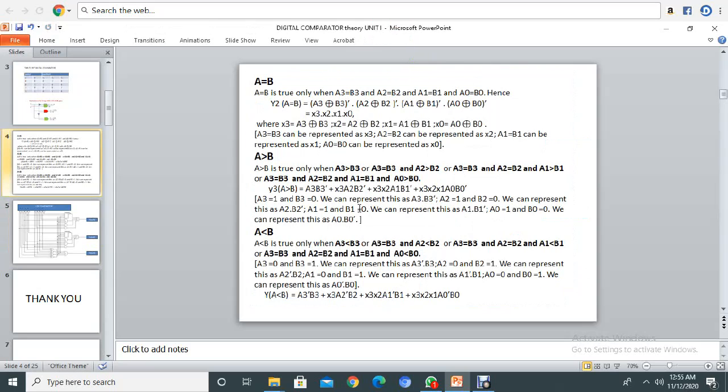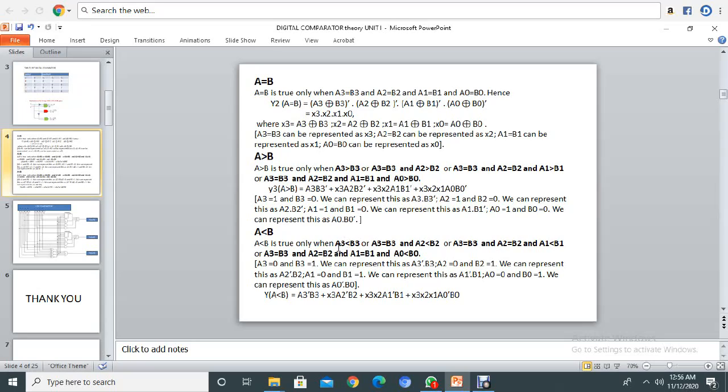Next, we are going to derive A is less than B. Just opposite to A is greater than B, just the greater than symbol replaced by less than. Here, first we have to check the first bit, the MSB bit.